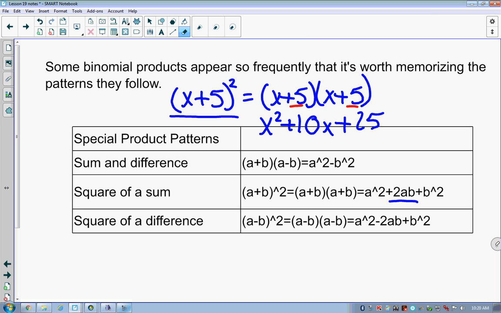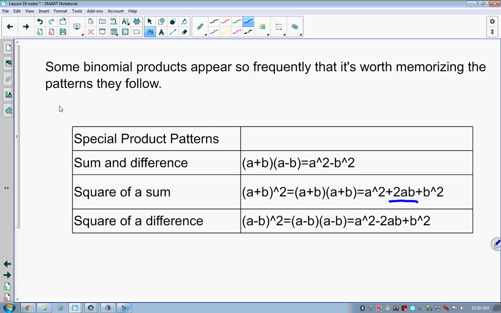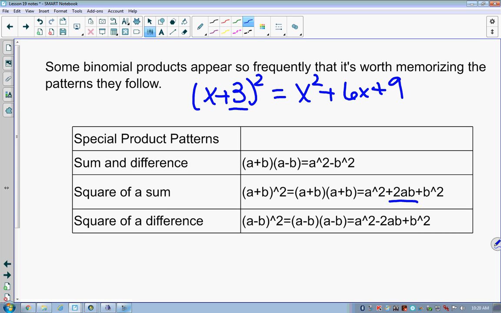So for instance, let's do another one so we can see how quickly it can be done. Let's say I have x plus 3 squared. I know that's going to be x squared plus 6x plus 9. Take that, double it: 3 times 2 is 6. Then square it: 3 squared is 9. You see how much quicker that was than foiling? You get it? All right, do you want to try another one?